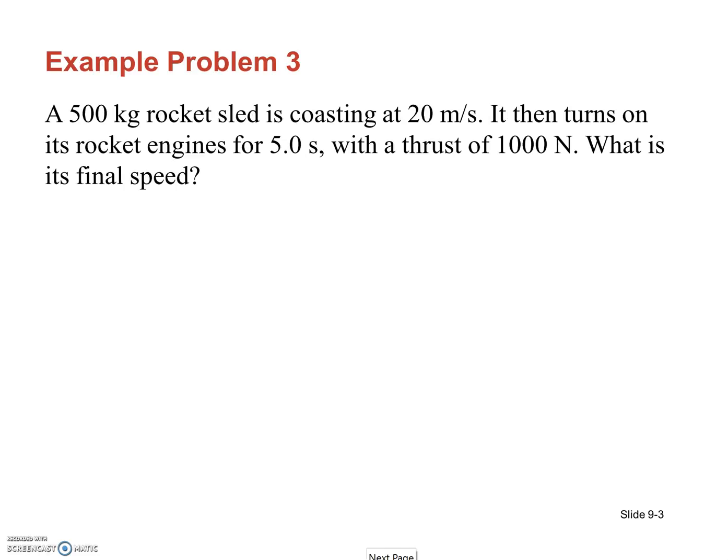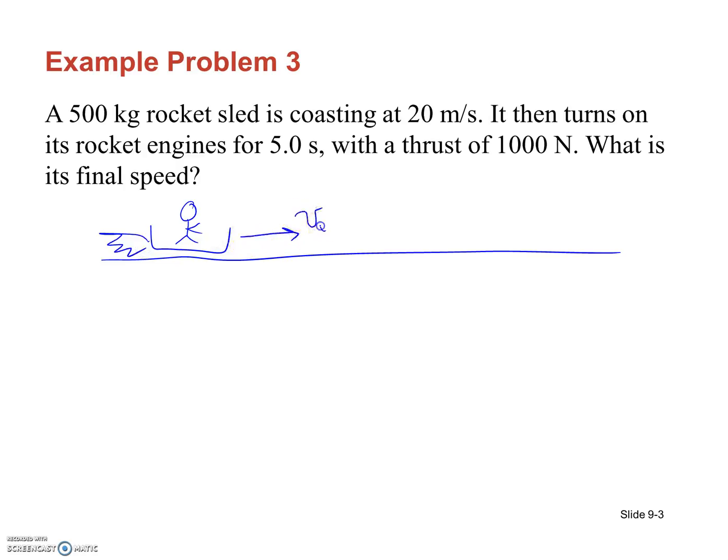A 500-kilogram rocket sled is coasting at 20 meters per second. It then turns on its rocket engines for 5 seconds with a thrust of 1,000 newtons. What is its final speed? So we're going to draw this. This is a rocket sled. It's kind of a sled like this. There you are. He's doing the splits maybe, and it's got some fire outside of here. So he's got some initial velocity. His initial velocity is 20 meters per second.